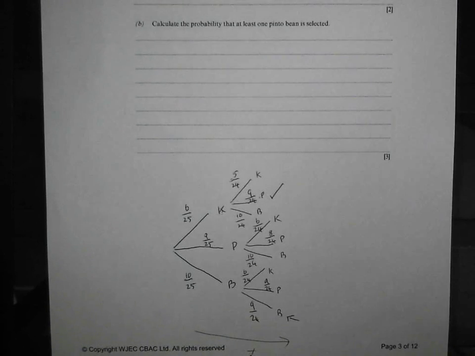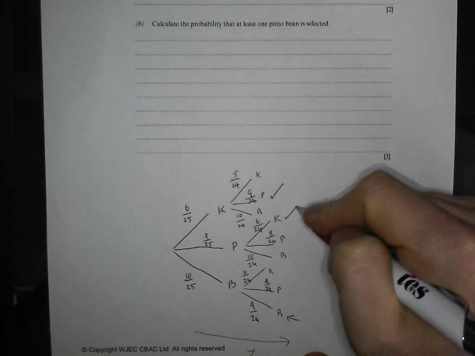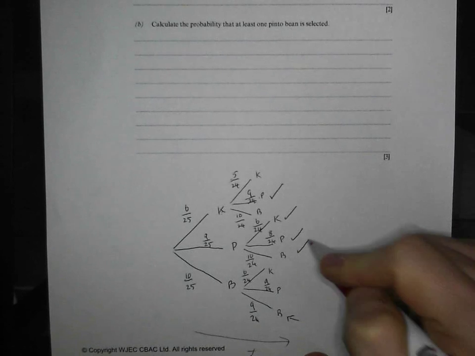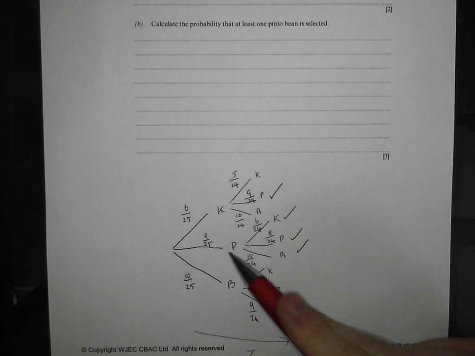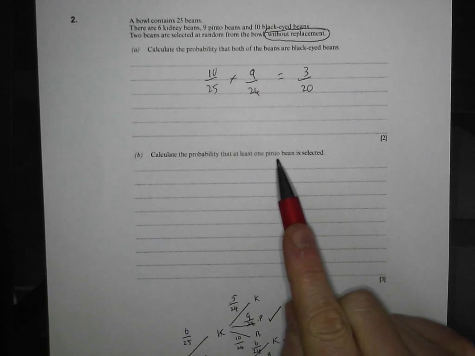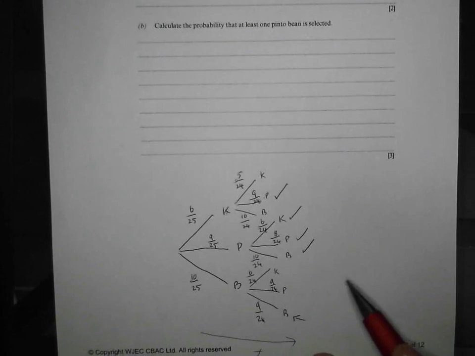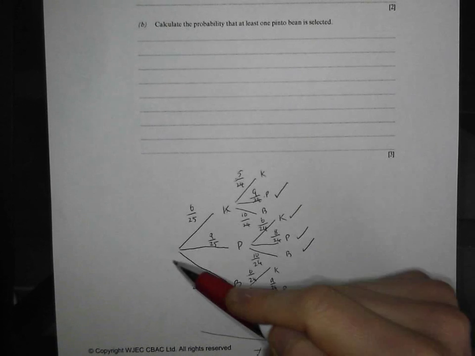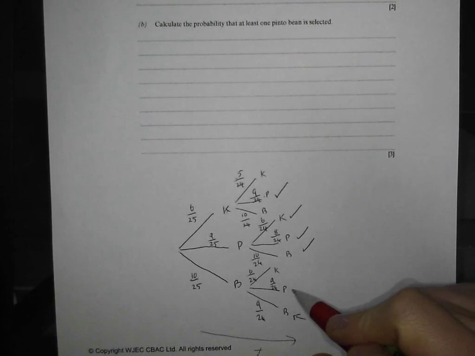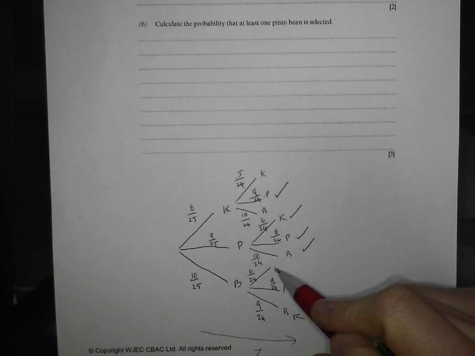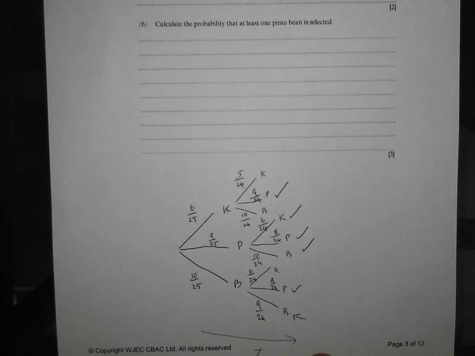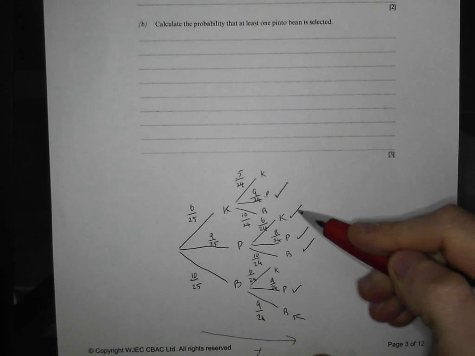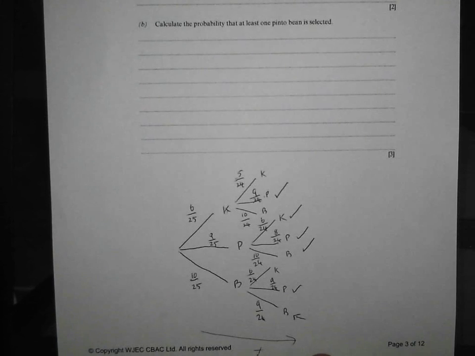Well, to be honest with you, pinto with anything is going to have at least one pinto bean. And even that one there, that's got a pinto and a pinto, but the question says at least one pinto bean. So that's absolutely fine, we'll have that one. And finally down here, black bean and a pinto bean, that one there. Black bean and kidney, not interested. Black bean, not interested. So we've got 1, 2, 3, 4, 5 things we've got to get sorted here.